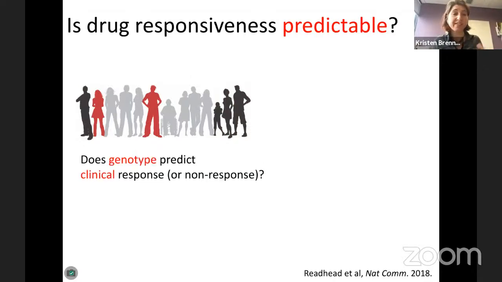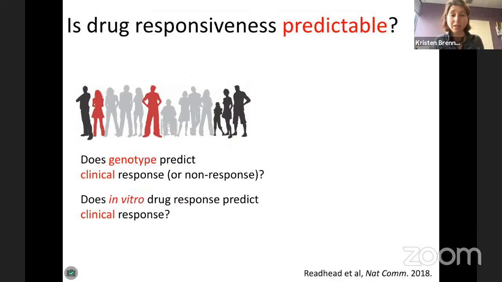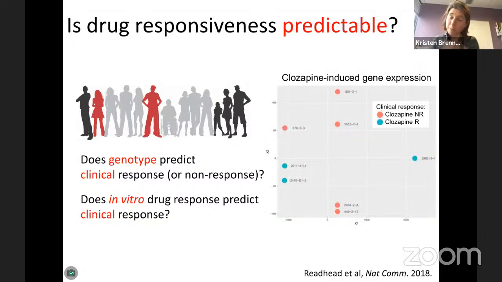And so the question then: does genotype predict clinical response, or does in vitro drug response predict clinical response? Going back to that drug screen I showed you on the previous slide, we did have one group of patients with known drug response. There was a subset of the schizophrenia patients who had all been on a blinded clozapine trial. However, we did not see a meaningful association in clozapine-induced gene expression that corresponded to diagnosis.